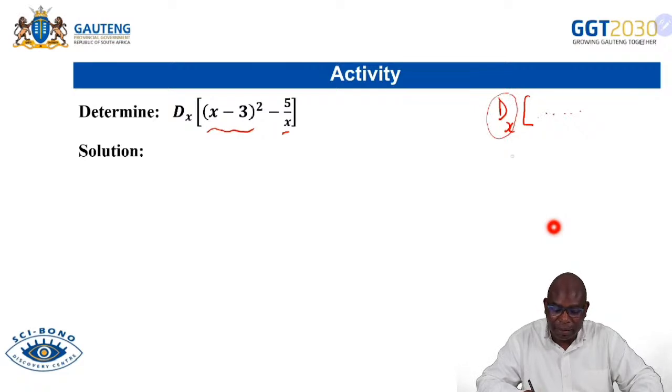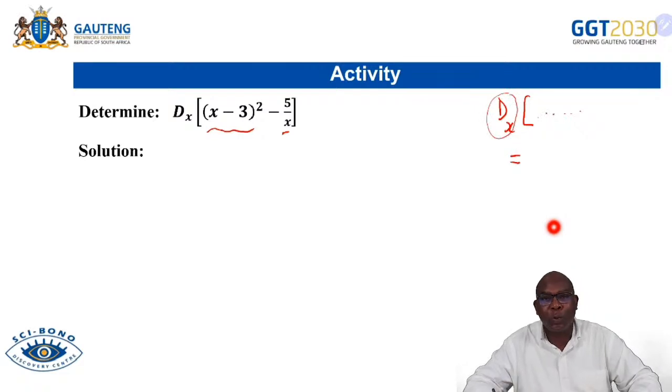Once I've done that, when I differentiate, I no longer write this thing. After I've differentiated, I must write equals, and then I no longer write that d of x. Okay. Now let's see if we can do that.